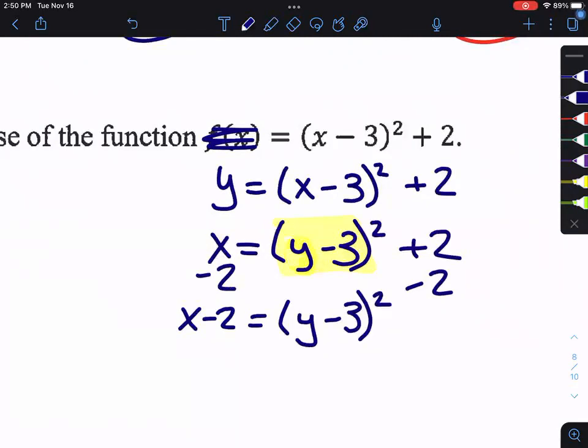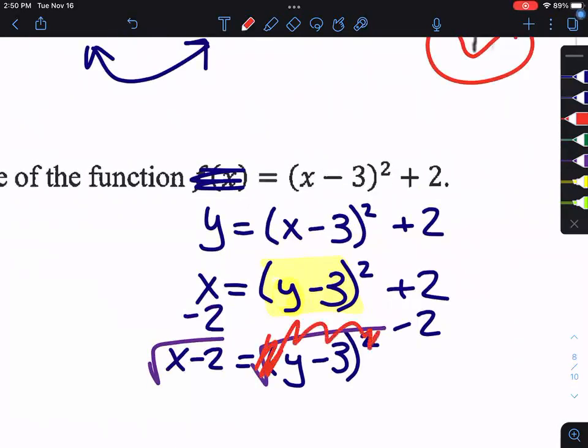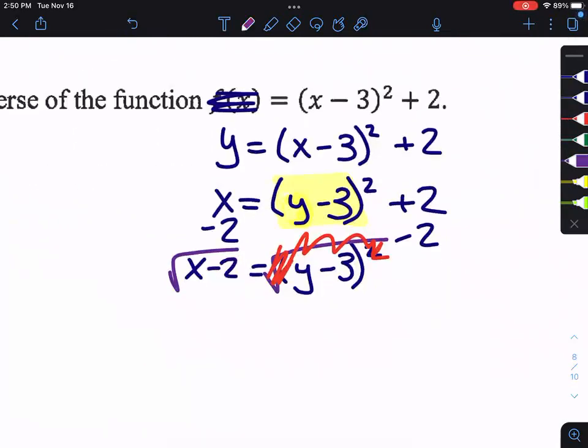In order to get rid of those parentheses, I need to get rid of the squared. The inverse, or the opposite of squaring something, is to take the square root. So we're going to take the square root of both sides. On this side, the squared and the square root cancel, leaving us with y minus 3. On the left-hand side, we're just going to have x minus 2 underneath that square root. We can't do anything with it, so we're just going to leave it as the square root of x minus 2.